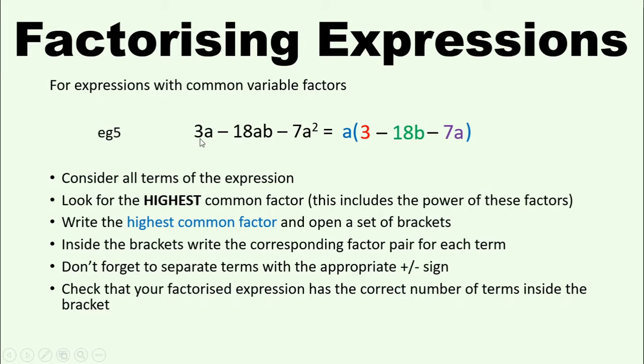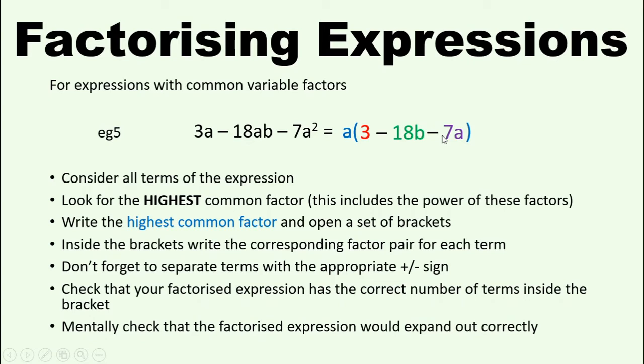Right, don't forget to check that your factorized expression has the correct number of terms inside the bracket. If my original expression had 3 terms, I should have 3 terms inside the bracket. My second check is to mentally expand out that bracket. So the a times the 3 makes the 3a, the a times the minus 18b makes minus 18ab, and the a times the minus 7a gives me minus 7a squared.